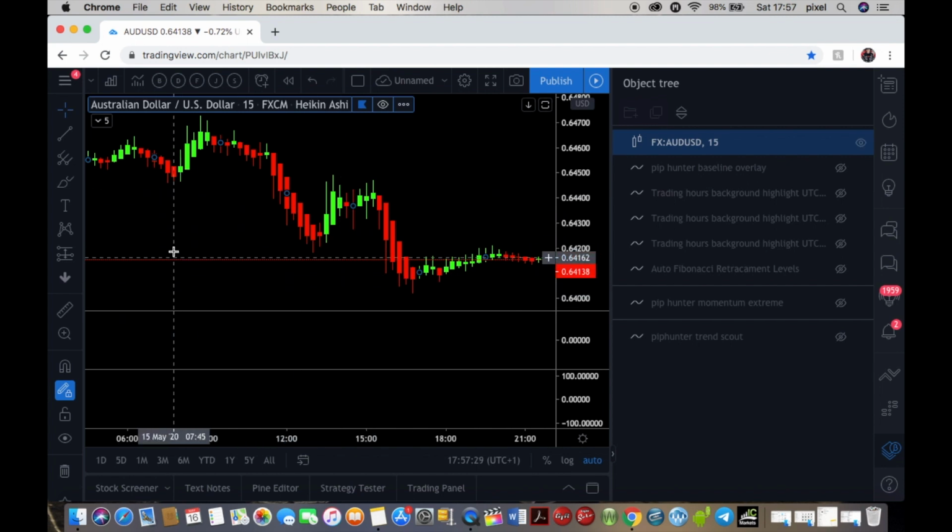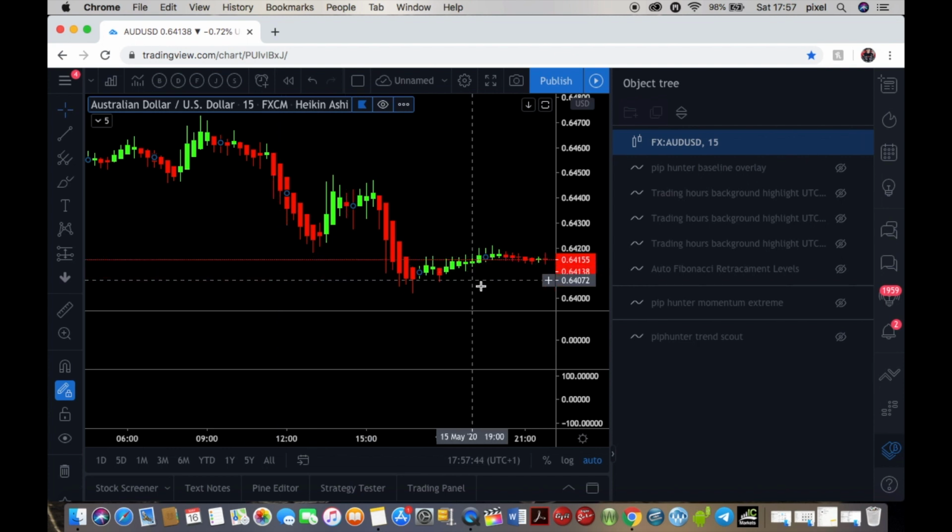So what I have here is TradingView. That's the platform I'm using where I do my analysis. I use this to have my indicators or anything I might be using, and then I'll go on to MetaTrader to place my trade, but I'll use TradingView to do my analysis before I enter a trade. The first indicator I'll be using is the Pip Hunter base overlay.